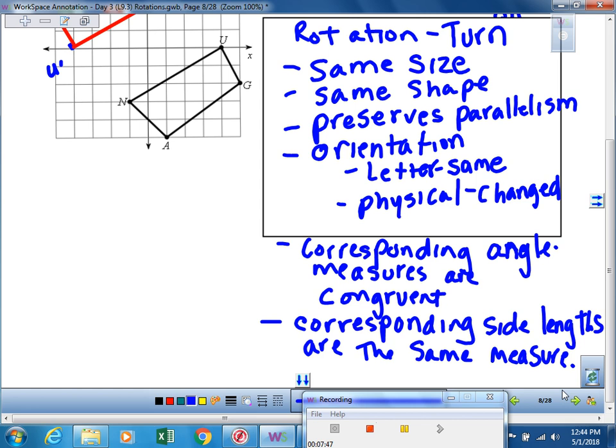All right. So those are the properties of a rotation. It's a turn, same size, same shape. So if you are plotting points and it is not the exact same shape, just turned, one of your points is off. Letter orientation should be the same, physical orientation different. All the corresponding angle measures should be the same, and the side lengths should be the same measurement.